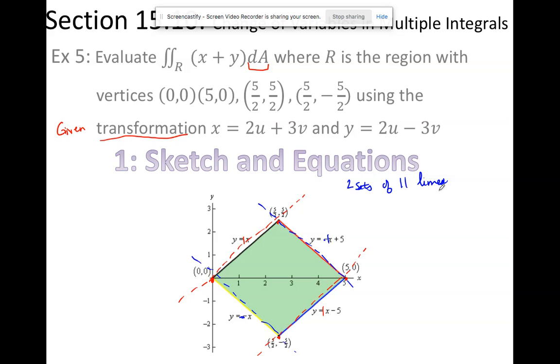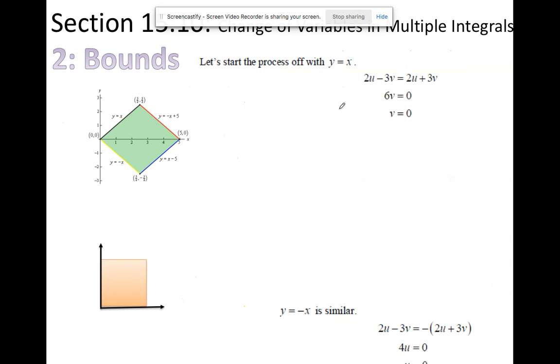Since my transformation equations were given to me, x is equal to 2u plus 3v, and y is equal to 2u minus 3v, I can just go straight ahead to get my new bounds, right? Because I'm just going to take each one of these equations, y equals x, and replace them with u and v equations. Well, my animations didn't take now, did they? So let's start off with y equals x. y is equal to x. And I was able to get the bound v equals w.